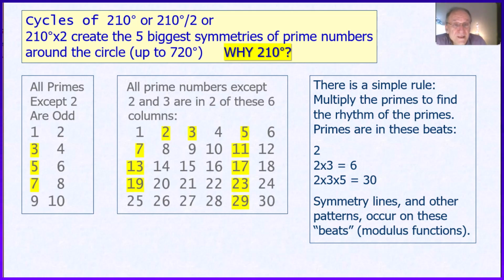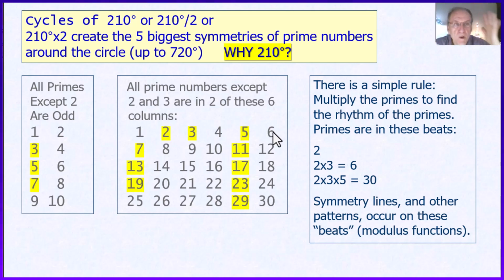Okay, these become the symmetry lines because they're patterns. Some of these patterns will end up being symmetrical. Some will not be symmetrical. But these symmetries are simply because, based on that rhythm, you get columns of primes. And if they happen to be equidistant from that number, you get these symmetries. That's all it is.